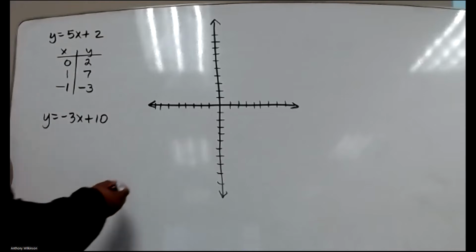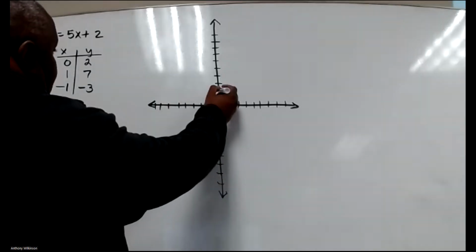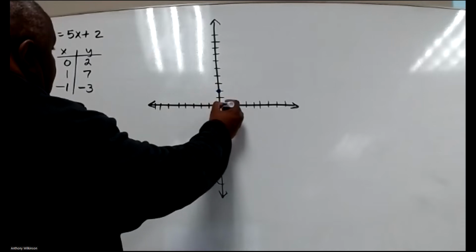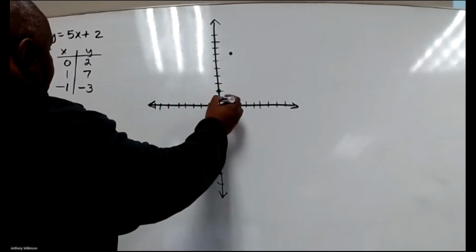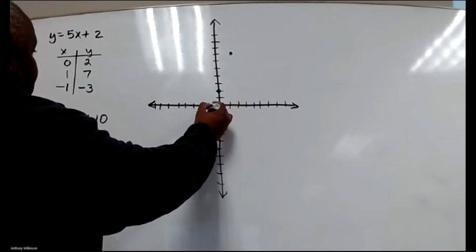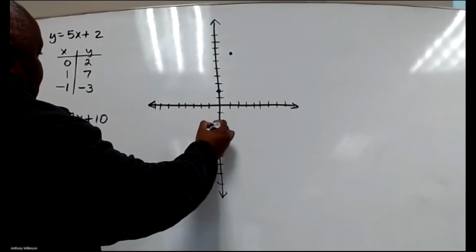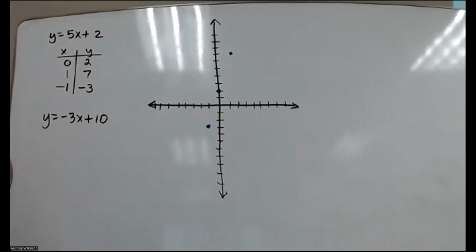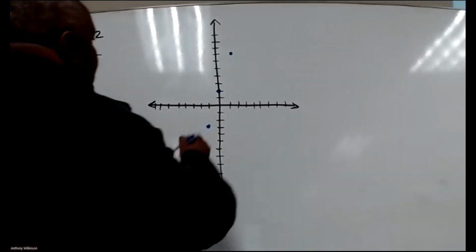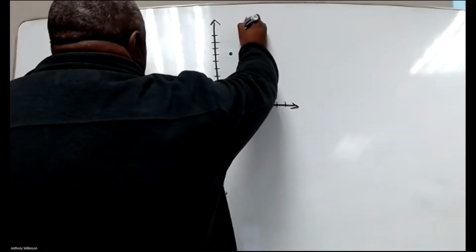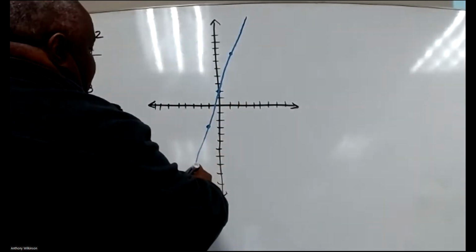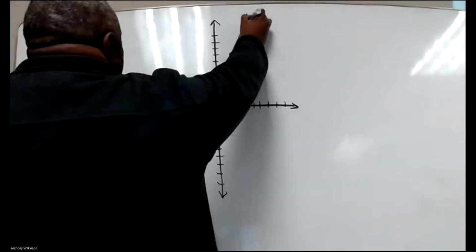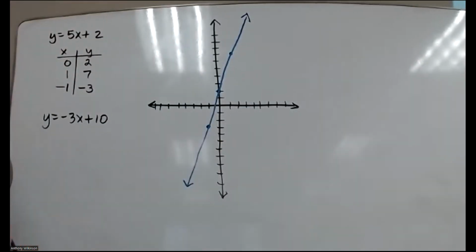All right, so let's plot those. Start at 0, but go up 2, to the right 1 and up 7. And then for -1, -3 will be to the left 1 and down 3. So those 3 points should form a straight line. All right, so there we go. That's the graph of the line y equals 5x plus 2.